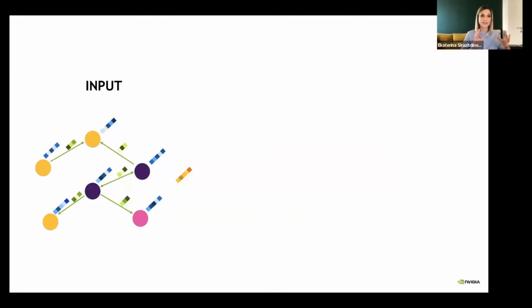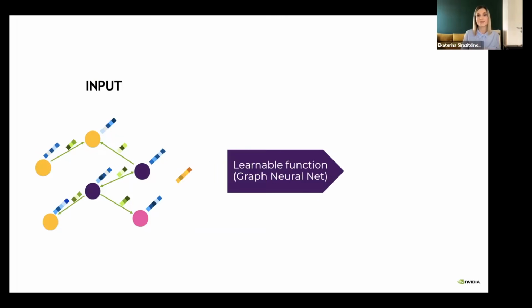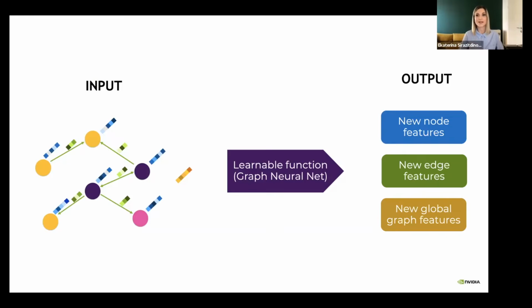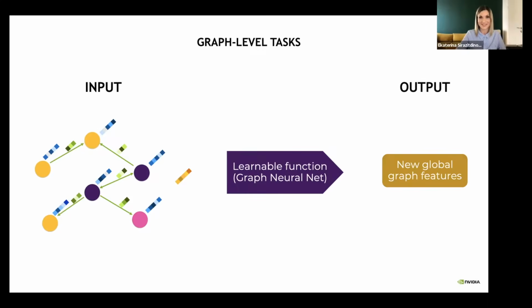Basically, our task when we talk about graph neural networks is to take this input with nodes, the structure between them, and the specific features, and learn some specific function, or graph neural network, in order to get the output. And we can have outputs of three different types. We can predict new node features, new edge features, or new global graph features. Let's go through them one by one.